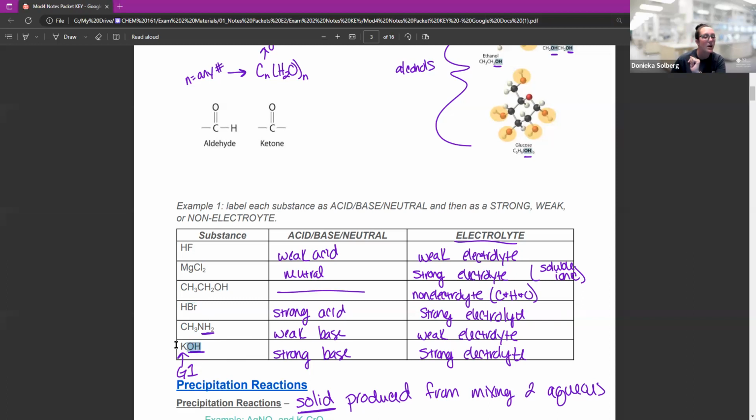And this is KOH. Okay, this would be a group 1 metal with a hydroxide, which means it's a strong base, so it is a strong electrolyte.